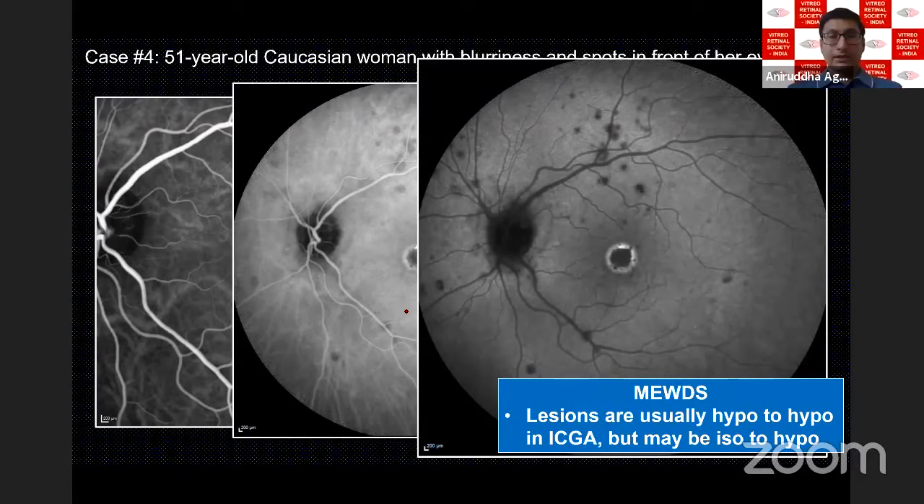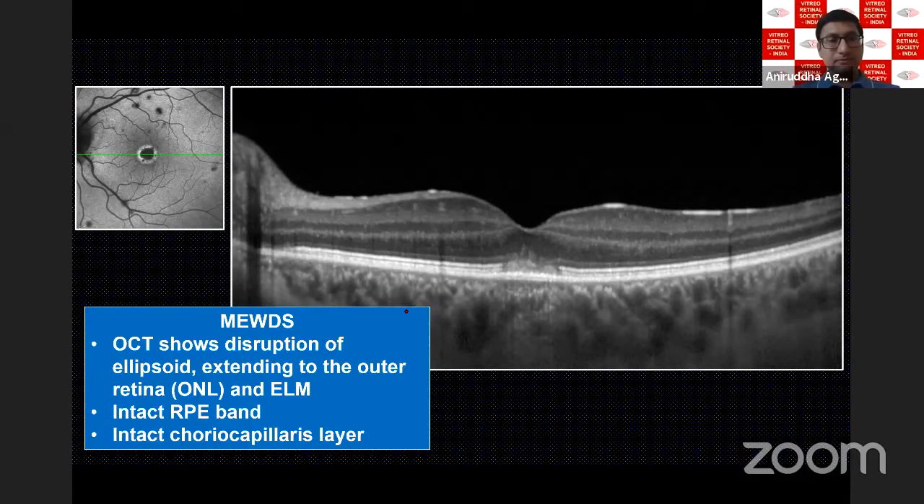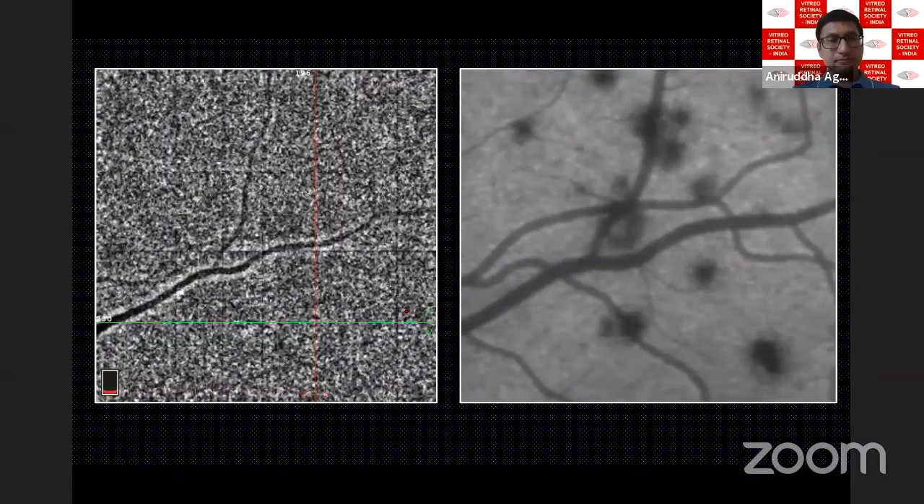You have the sort of, like a blast kind of a thing happening at the photoreceptor layer, which is involving the ellipsoid and the interdigitation zone, but sparing the RPE and the underlying choriocapillaries. So the very important aspect of MEWDS is that you have an intact choriocapillaries layer. So even if you do an OCT angio in the choriocapillary slab, you will find nothing. There is no choriocapillaries ischemia in MEWDS. That is why there is a recent controversy where they're terming the MEWDS to be a primary photoreceptoritis. There is no alteration in the choriocapillaries on OCTA.